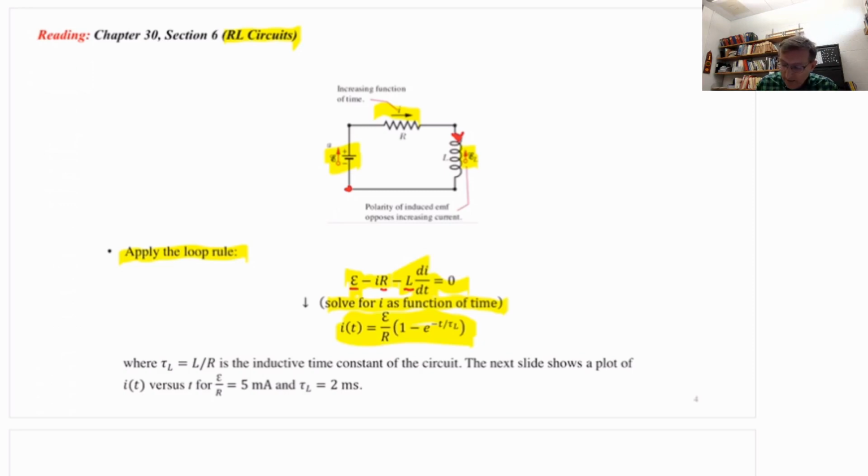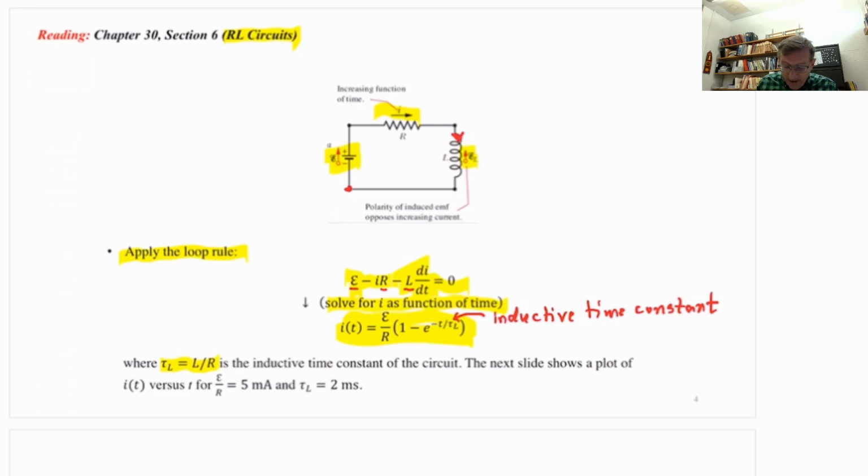You get the EMF of the battery over R out front times 1 minus a decaying exponential function of time, e to the minus t over a constant tau sub L. That is called the inductive time constant for the circuit, for the loop. Okay? Notice the symbol, tau sub L. That is merely equal to the inductance over the resistance in the loop.